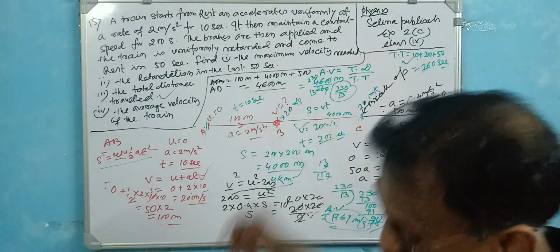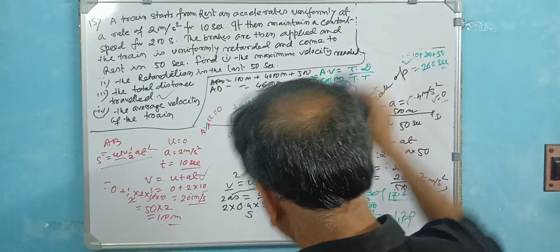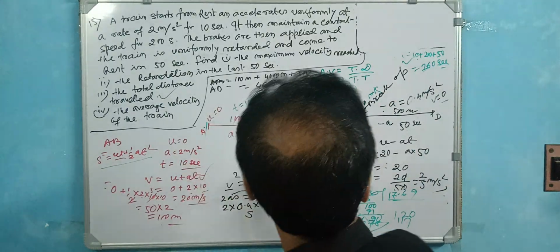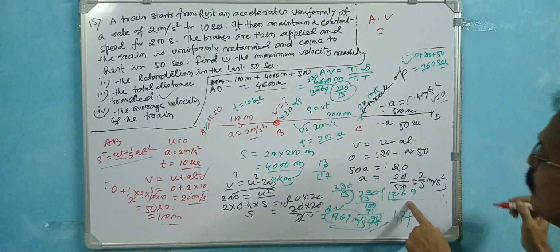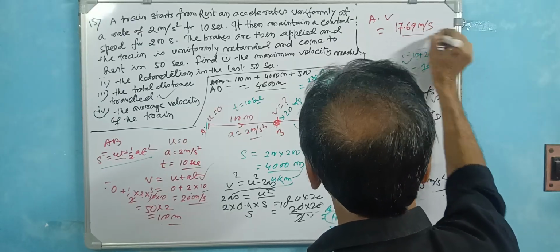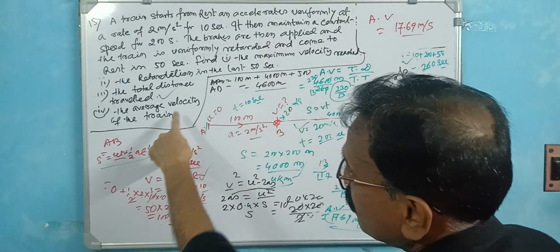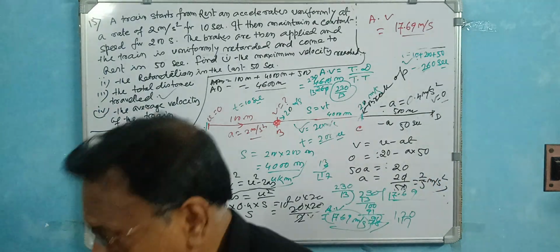If I ask here, then what is the average velocity? So average velocity is 17.69 meter per second. This is the last question: the average velocity of the train. Is it clear?